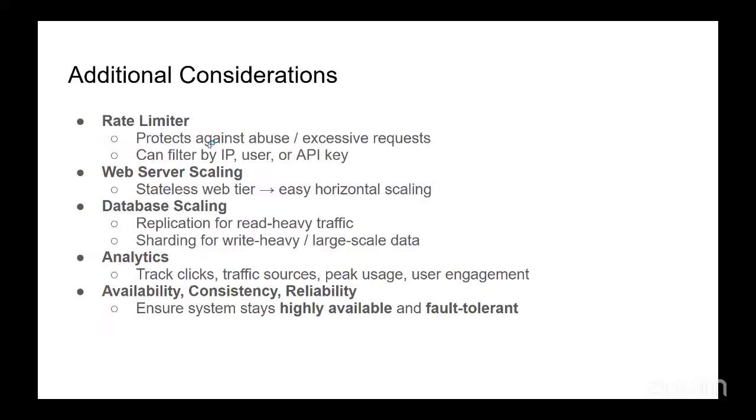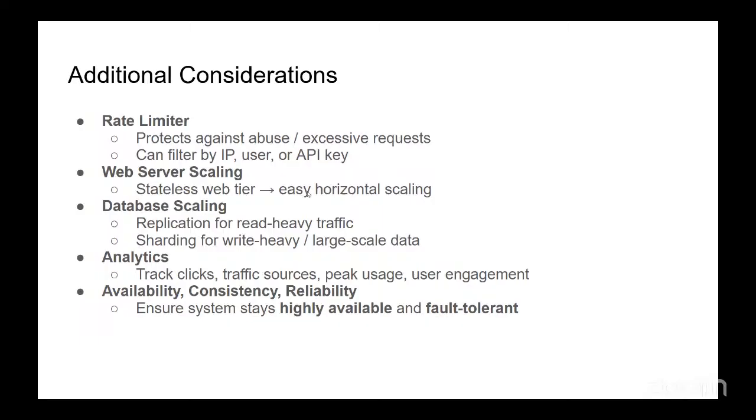So in this case, we can also add a rate limiter to our system, which will protect against excessive requests, and will also protect against DDoS attacks. And we can again track based on IP, user, and API keys. And we can also filter some blacklisted users or IPs based on this rate limiter. And we can also perform the web server scaling.